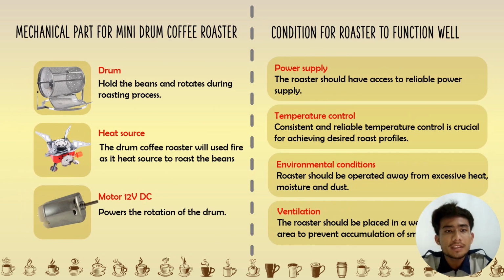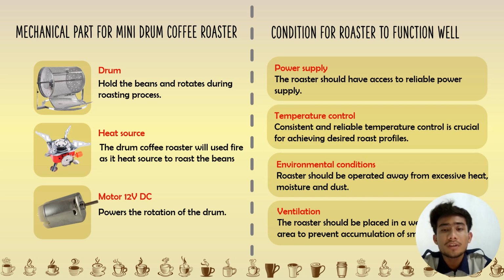The next one is the mechanical part of a mini drum coffee roaster. The first one is the drum. The drum is to hold the beans and rotates during the roasting process. Next is the heat source. The heat source that has been used is a mini stove. The drum coffee roaster will use fire as its heat source to roast the beans. The next one is a 12 volt DC motor to power the rotation of the drum.